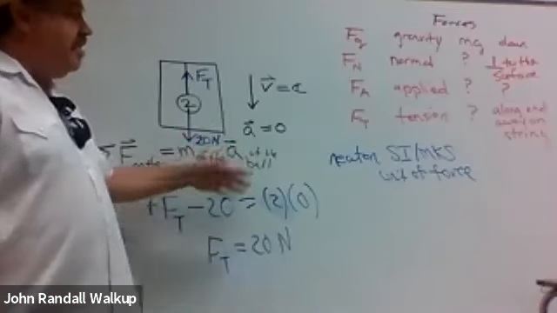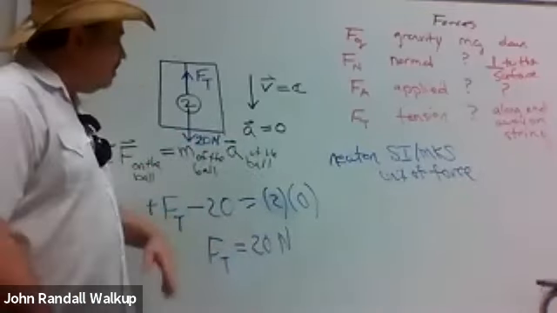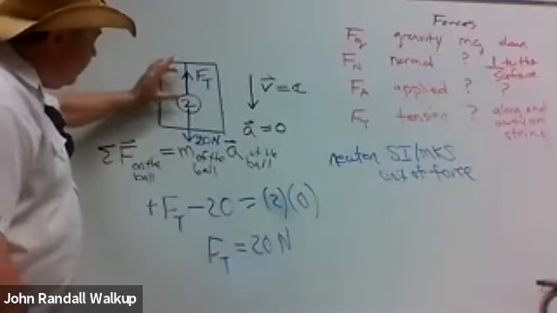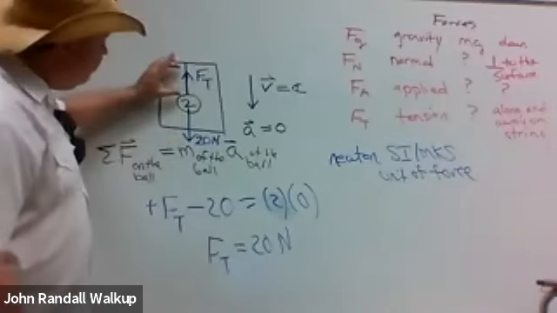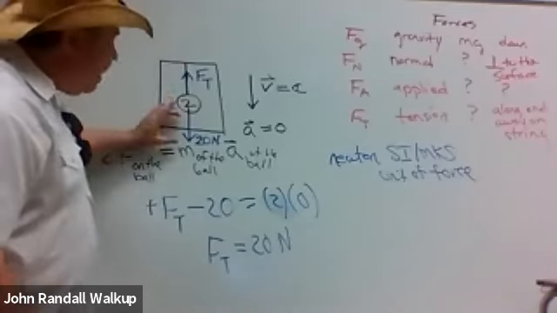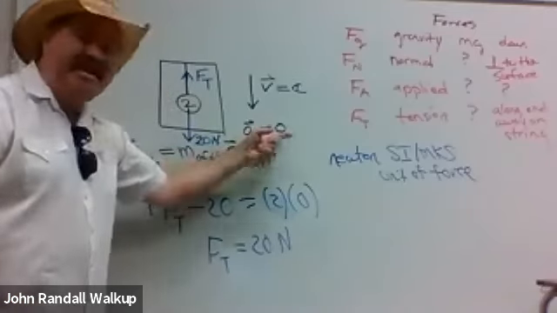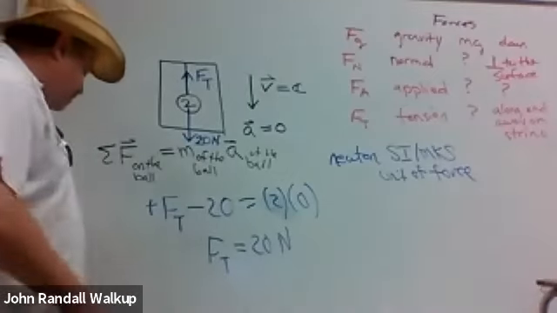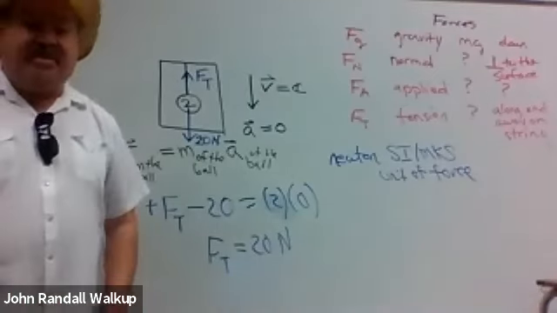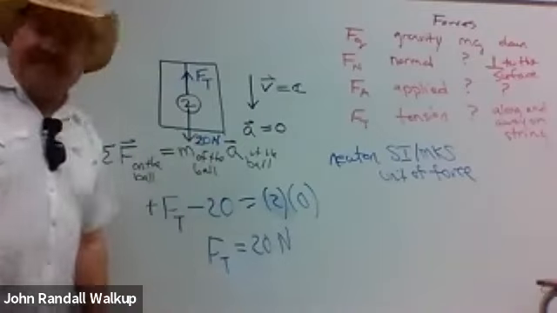Okay. Therefore, this is the tension. Notice the tension is equal to the force of gravity. Has to be. This tension has to vector cancel this one to produce a 0 acceleration. So that makes sense. Okay, now let's change it a little bit.